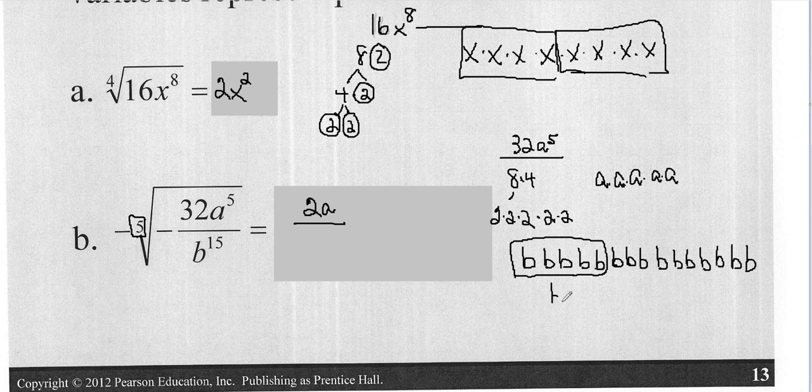Take a b out. I'll put it down here, b. 1, 2, 3, 4, 5. Take another b out. 1, 2, 3, 4, 5. Take a third b out. So here I got b times b times b is b to the 3rd. And that's what this becomes.